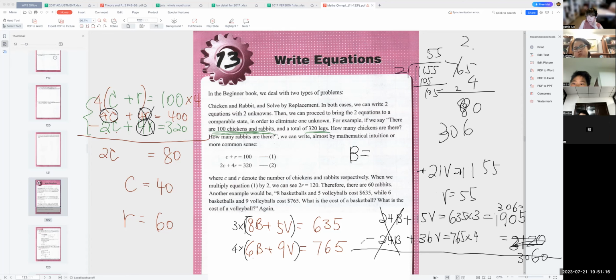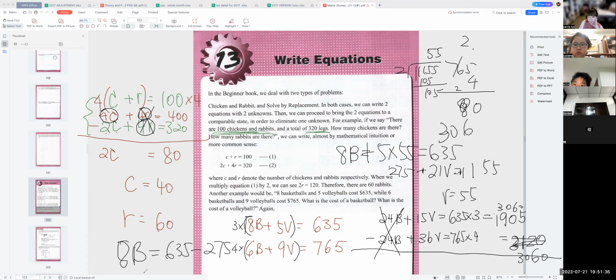So you're going to put them back. Okay, so 8B plus 5 times 55 equals 635. So 8B equals 635 minus 5 times 55, which is 275. So minus 275, 8B equals 360. So B equals $45. So volleyball is $55 and basketball is $45.